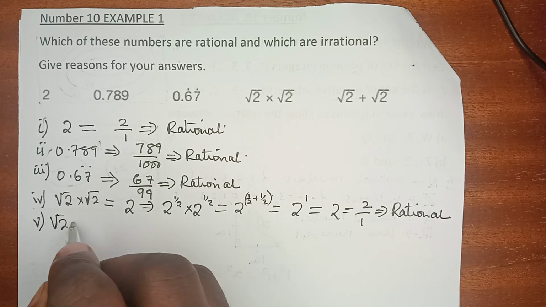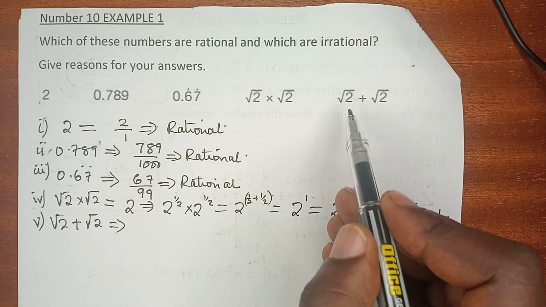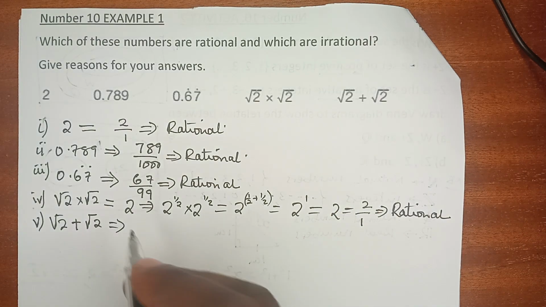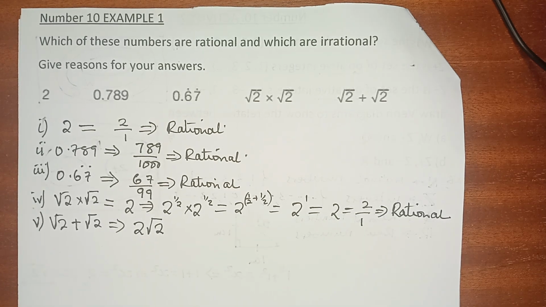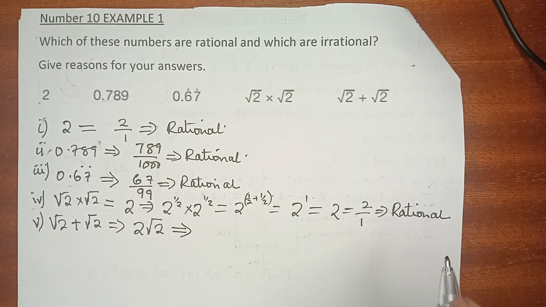What about part 5? Root 2 plus root 2. This is root 2 plus root 2, as we have indicated here. This is 2 root 2. If we take root 2 to be an orange, plus another orange, we have 2 oranges. And because root 2 itself is irrational, that means 2 root 2 can never terminate.